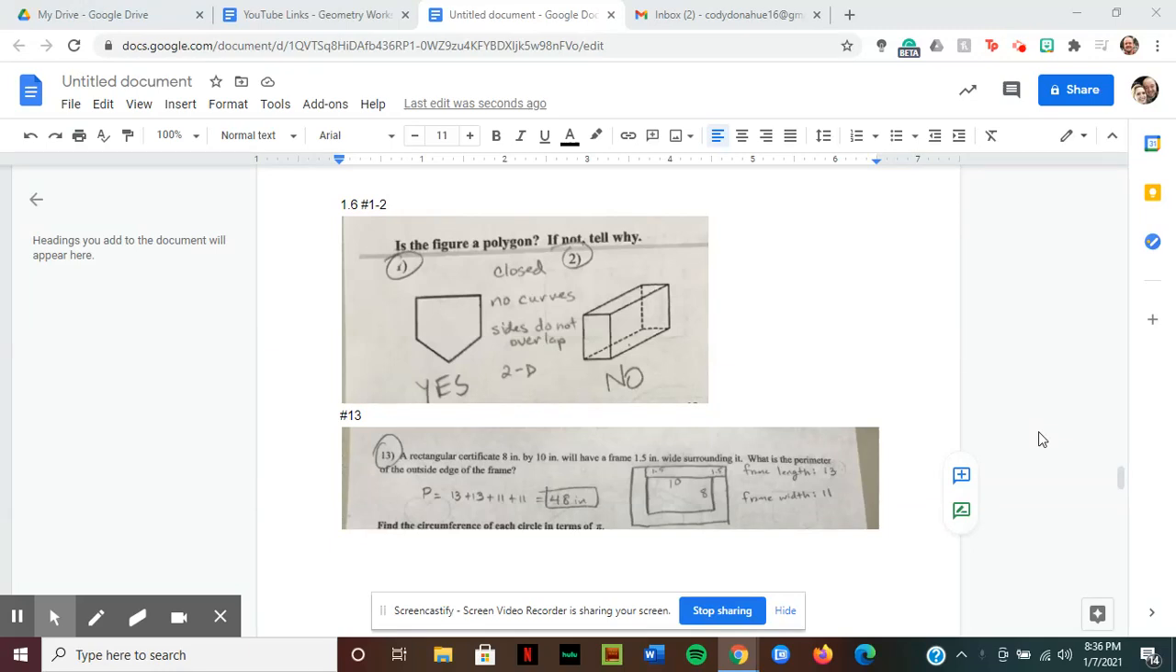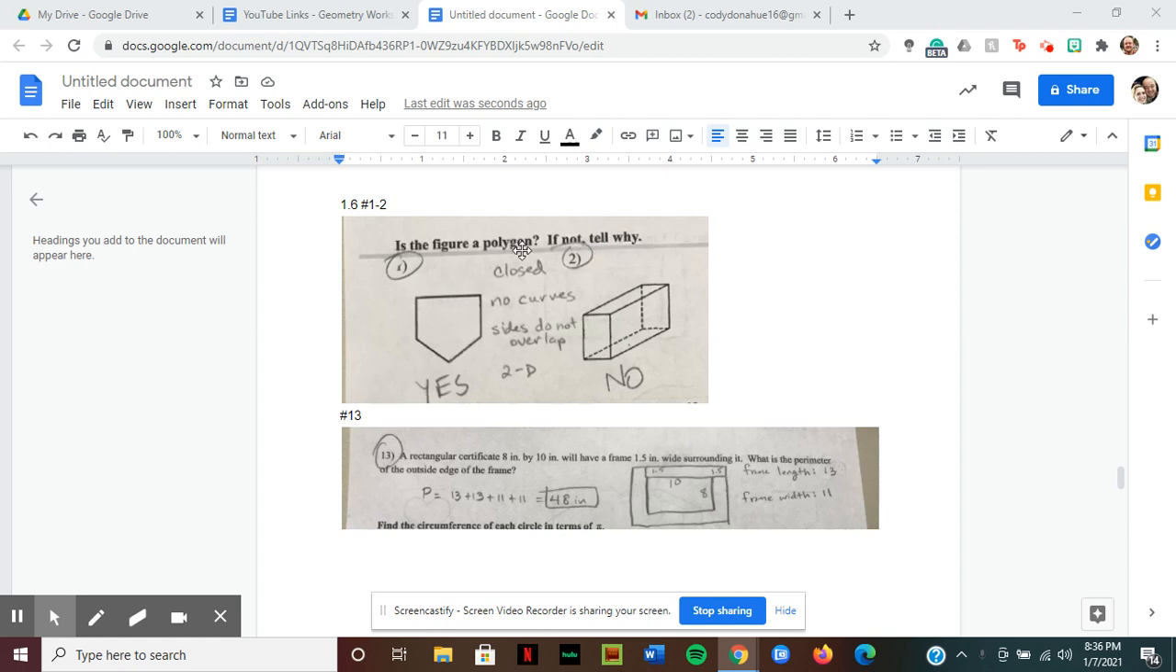Section 1.6 is all about two-dimensional figures. So first, we're going to look at numbers 1, 2, and 13. Okay, so numbers 1 and 2, the directions ask us to determine if these two figures right here are polygons, and if not, we need to tell why.